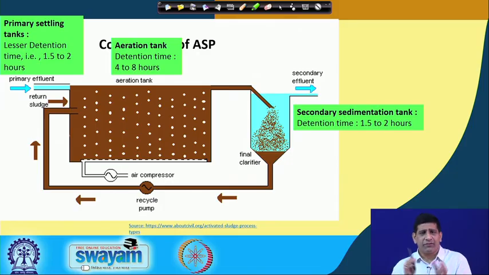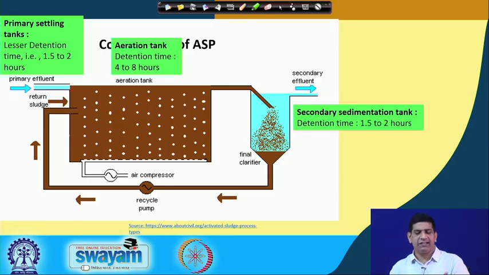In terms of the activated sludge process, things come from the primary settling tank, as you saw in the previous slide. The PST is the primary settling tank. From there, the effluent will come to this activated sludge process. If you look at the primary settling tank, typically we keep a detention time of around 1.5 to 2 hours. Why are detention times important? Because more detention time means more tank volume is required. More tank volume, more land will be required. So, more cost. All those things come into the factor.